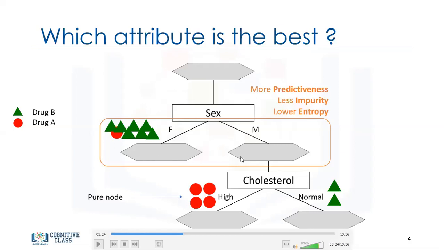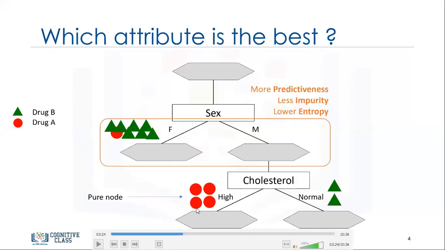After that, coming to the male category, here we have 3 red data points and 5 green data points. So here it is not a pure node. To classify this further, I am considering one more feature, that is cholesterol. Based on cholesterol, those who have high cholesterol take drug A, and those who have a normal cholesterol level consume the green color drug, that is drug B.